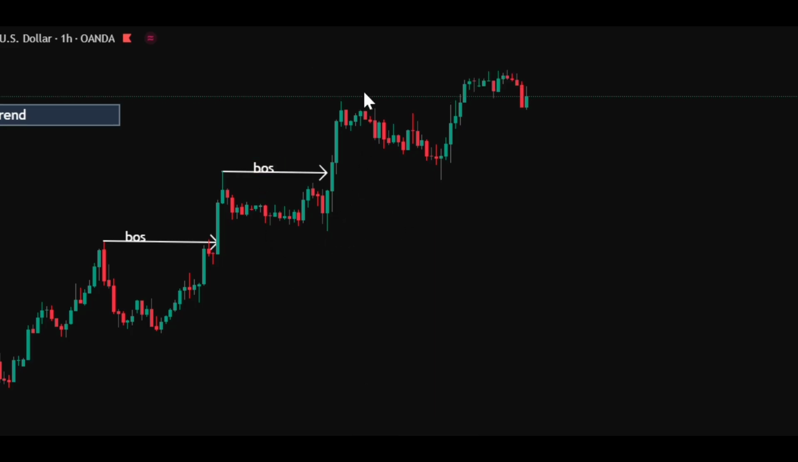Okay, then we have another pullback here, a swing low. Then this one was the last swing high. We mark it with an arrow. We wait for price to grab this high, and then we call the level a break of structure.